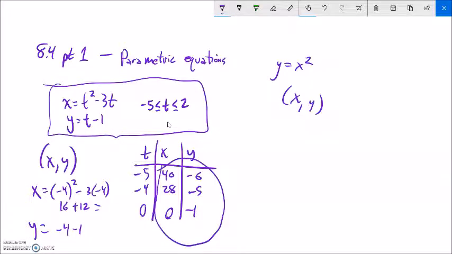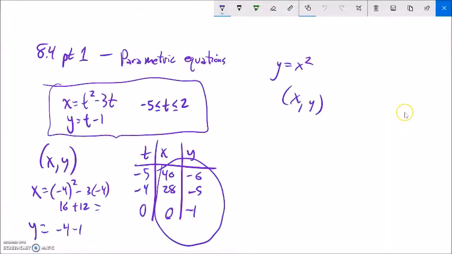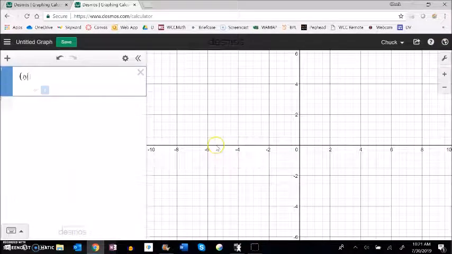And then what we can do is graph these points. So let's do this on Desmos and take a peek at what this might look like. Before I do this in Desmos, Desmos has a funny way of writing them. It's actually kind of clever. It just takes it as a point, and you just enter these in. So x is t squared minus 3t, and y is t minus 1. I'm actually writing it as a collection of points. Desmos takes it this way.